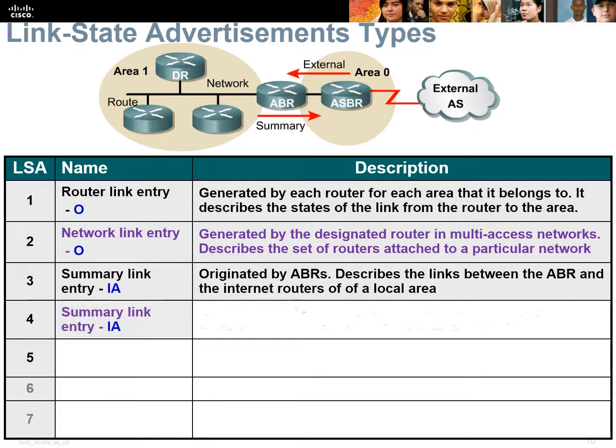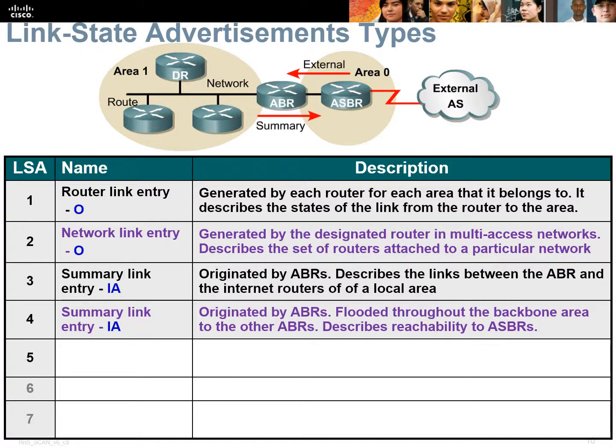Type 3s and 4s are exactly the same as the 1s and 2s, but they can only be made by ABRs, and they're generated by their information about other areas. So 1s and 2s are information about the area you're in. 3s and 4s come from ABRs about different areas.